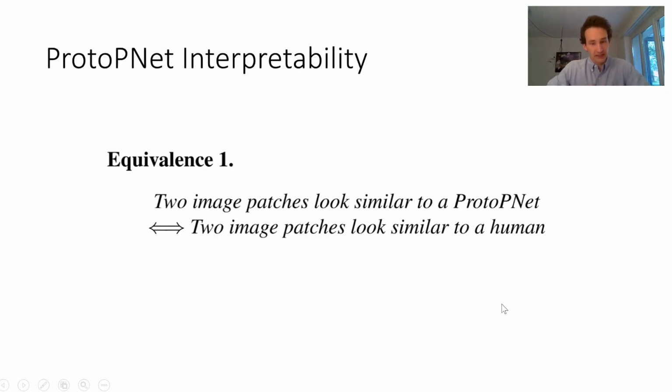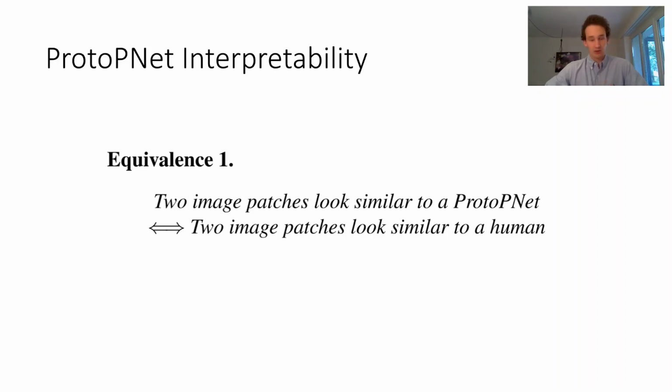Now, for ProtoPNet interpretability, we can thus say that this equivalence has to hold. If two image patches look similar to a ProtoPNet, then they have to look similar also to a human, and vice versa. If this equivalence does not hold, we can say that ProtoPNet is not interpretable. In our paper, we want to show that this equivalence is not always upheld and breaks in some cases.